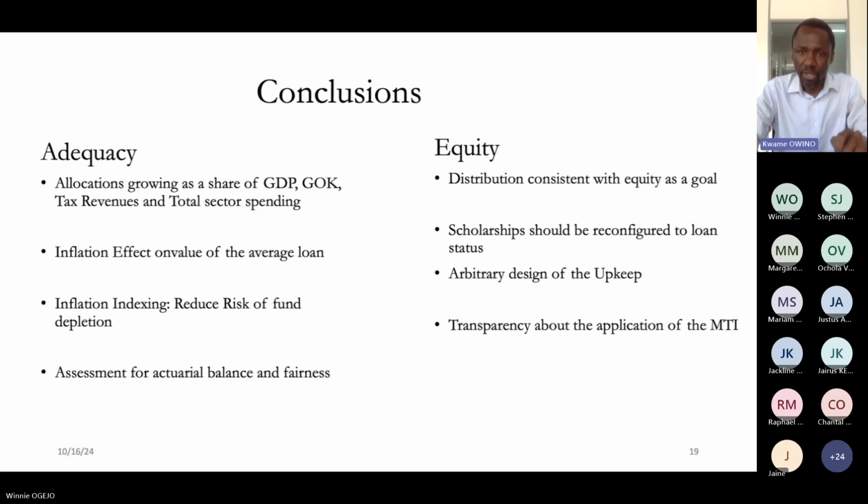Now, I also need to remind us that the means testing model was only applied for the first time for the first class last year. So we only have results for the first year, and that's what we're subjecting to this analysis. So we go to adequacy.